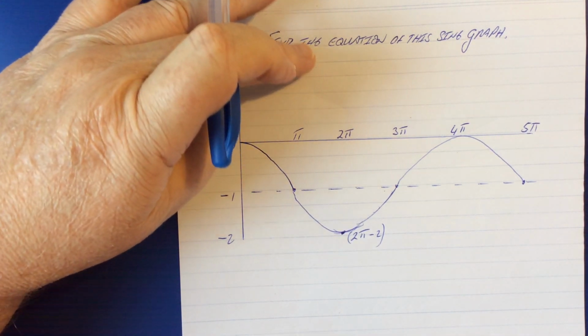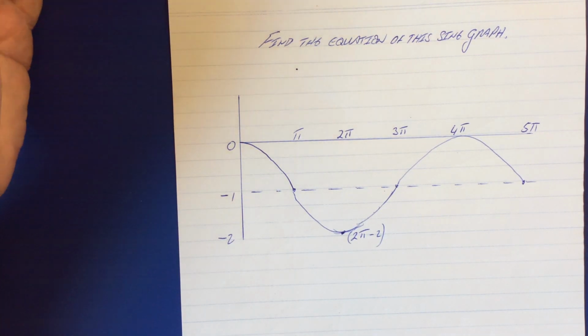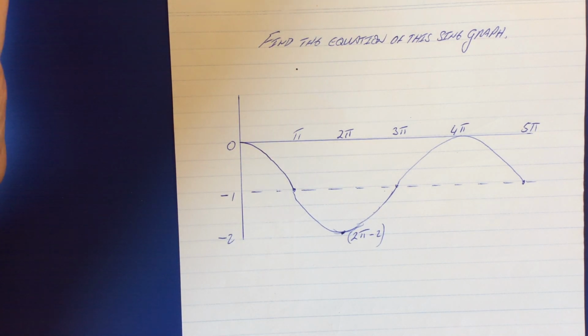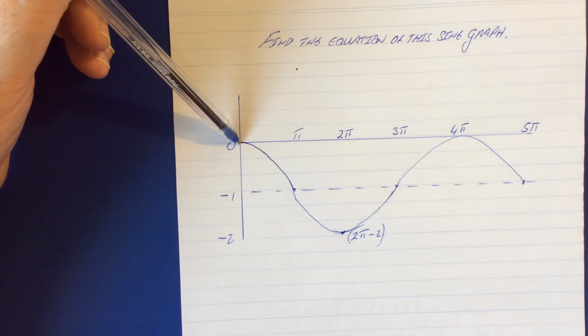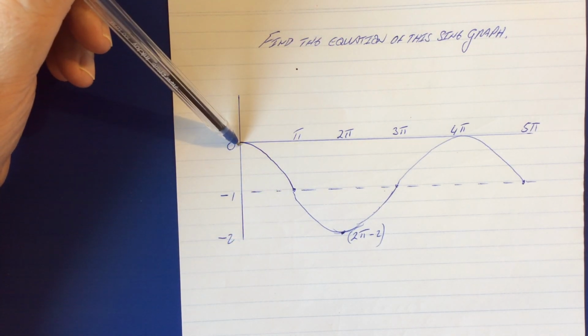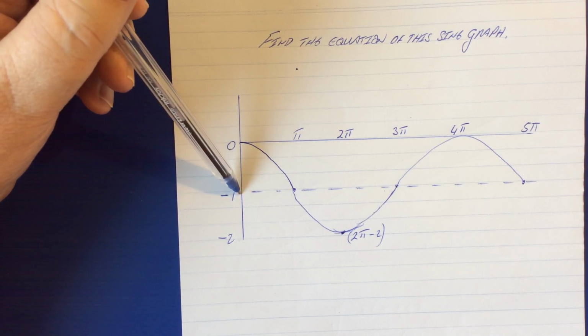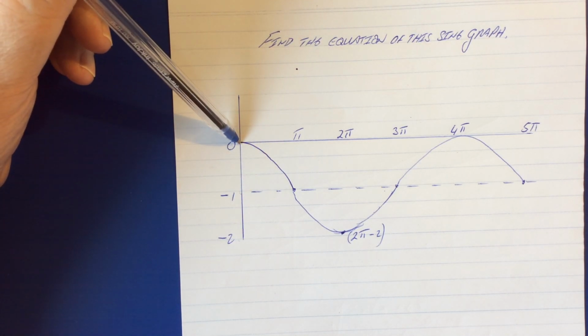Today we're looking at the graph of a sine equation. This is a sine graph, but it's not the sine graph that you might be used to. First of all, let's just have a look at some of its features. It has been translated down by 1 unit. Normally the median of a sine graph is not -1, it's 0.